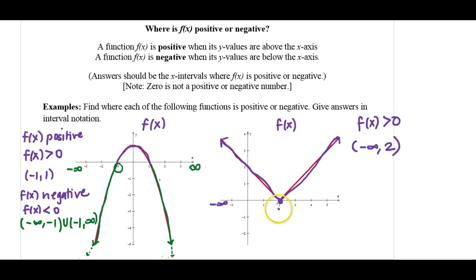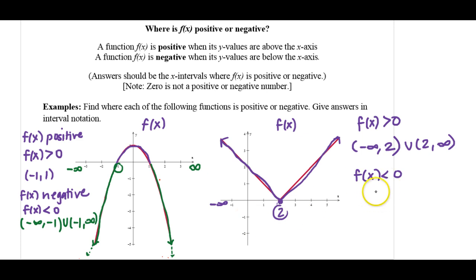So that means I cannot include 2 as part of my answer. So this graph is above the x-axis from negative infinity to 2 and from 2 to infinity. So in other words, this function is negative or less than 0 nowhere. So there's no x value where the y values are below the x-axis.